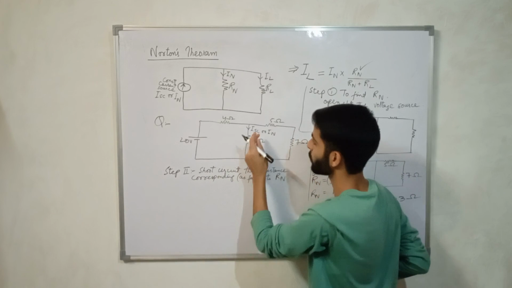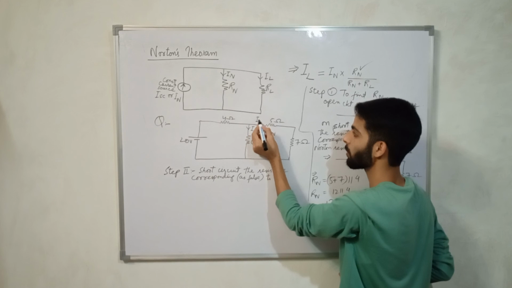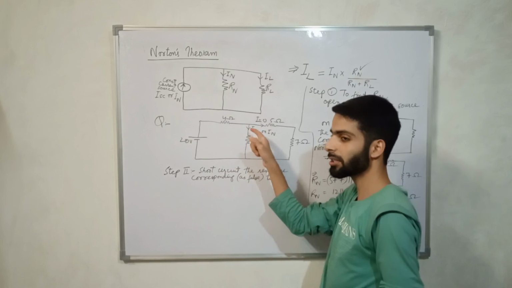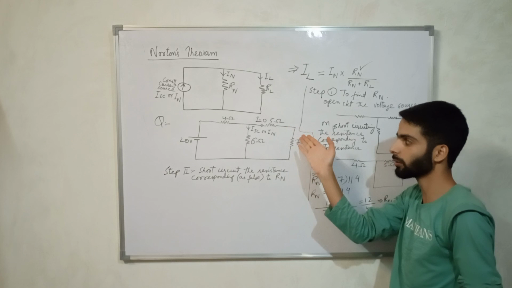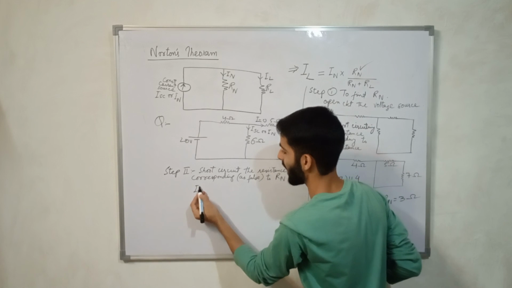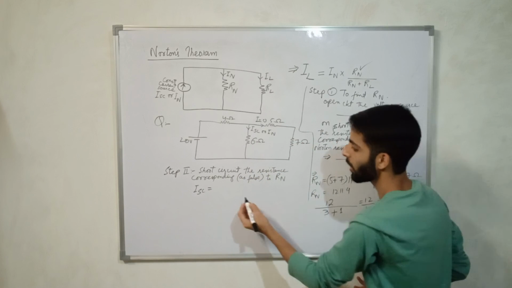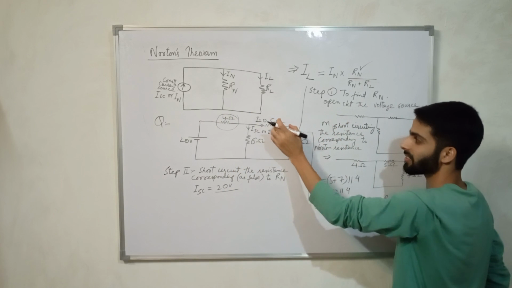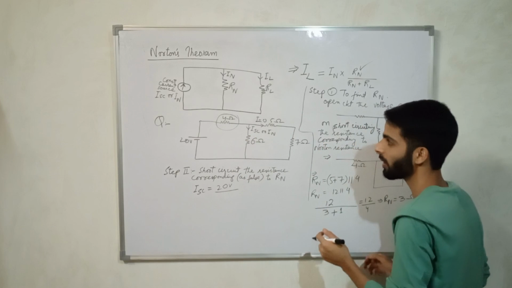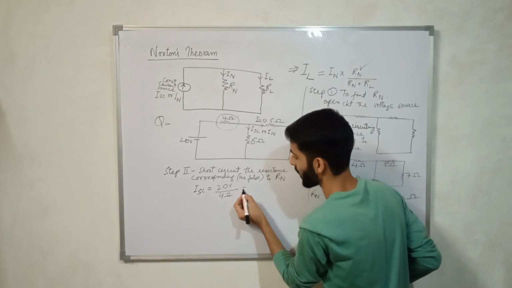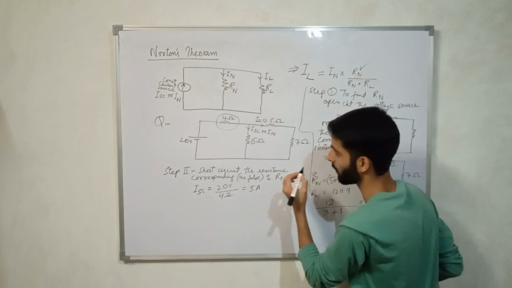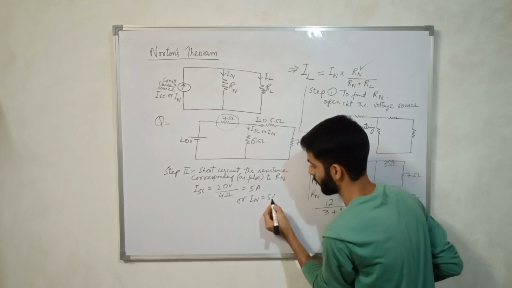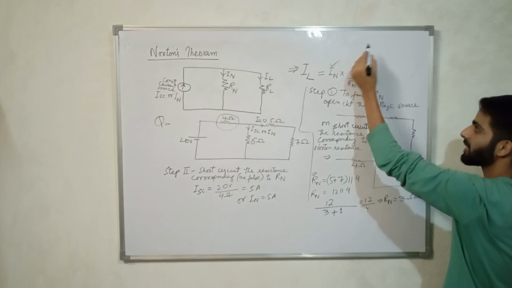So ISC will be, no current will go in this branch, I equal to 0. Since the current will follow its path like this, because this has been short circuited, there will be no requirement for those resistances. So IN will be ISC, the short circuit current, which will be 20 volt upon, since only this resistance is applicable for us now and those resistances are absurd because they have been short circuited, 20 volt upon 4 ohm. Short circuit current is 5 ampere, or Norton current 5 ampere. This parameter has also been found.